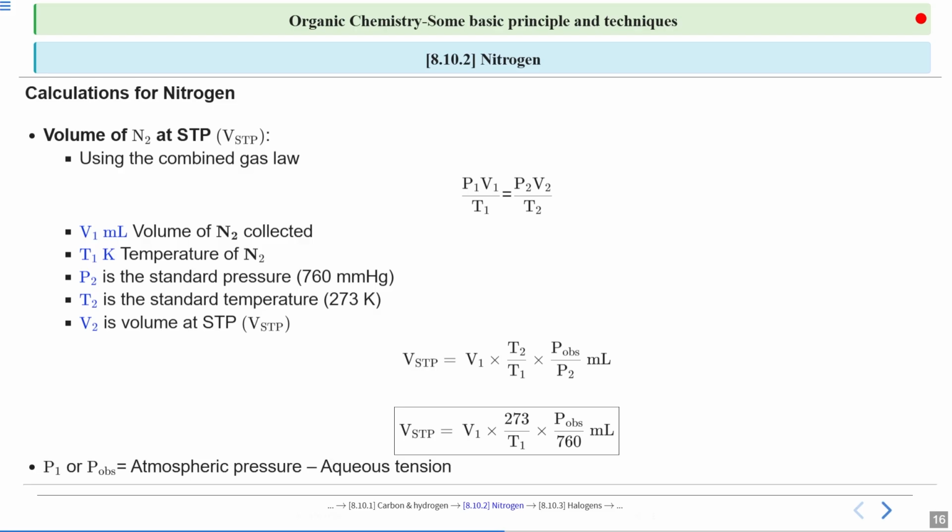Finally, P1 or P observed is the observed pressure, which is the atmospheric pressure minus the aqueous tension. Aqueous tension is the pressure exerted by water vapor, so we subtract it to get the true pressure of the nitrogen gas.